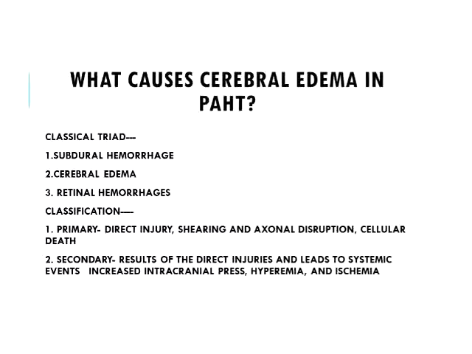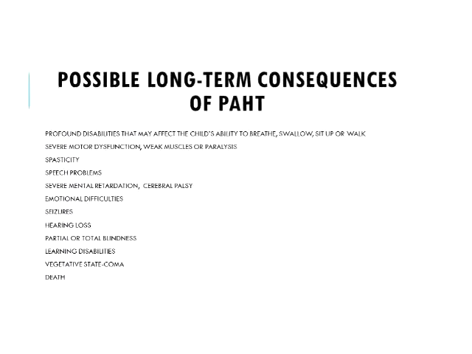Sometimes the causes, and when we look at the cerebral edema in PAHT, it's called a classical triad: we have subdural hemorrhage, cerebral edema, and then retinal hemorrhages. So we can see that there can be a direct injury, and then we can also have secondary events and systemic problems.